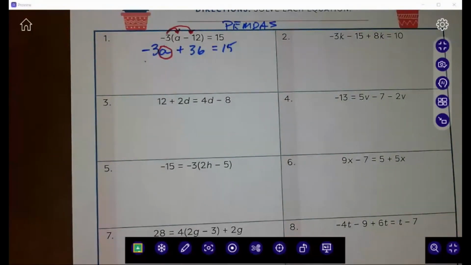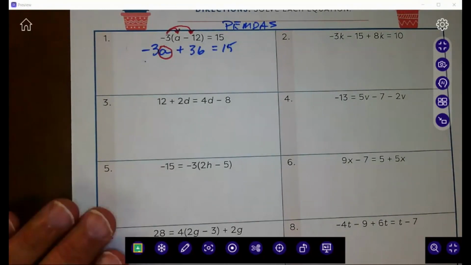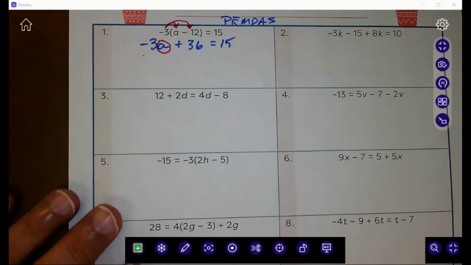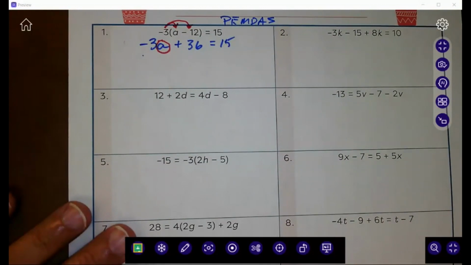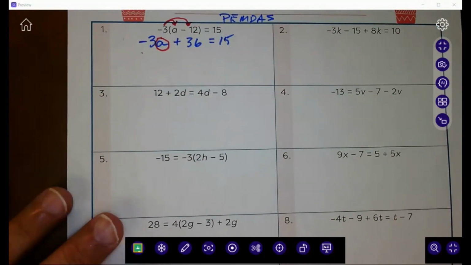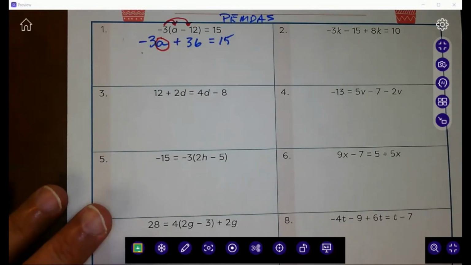All right, I guess Miss Trexler's not here. All right, how about Mr. Floyd? Mr. Floyd, what do I need to do to both sides first? Okay, almost.